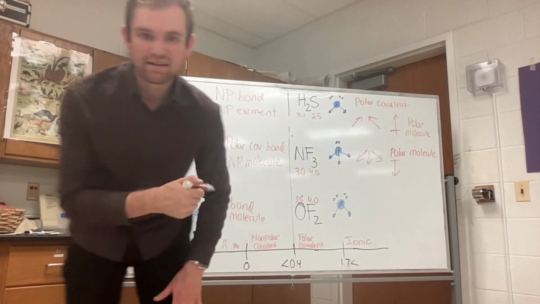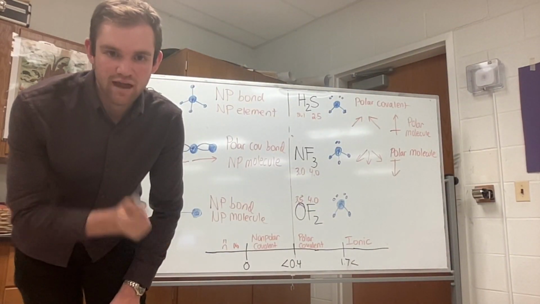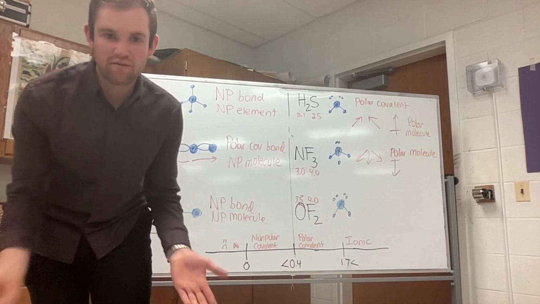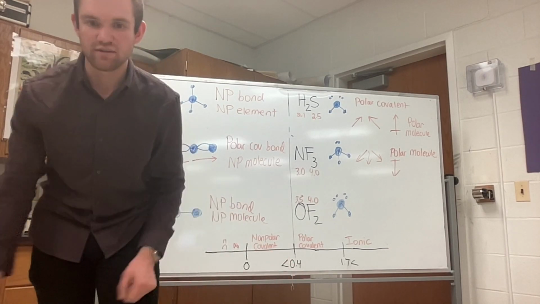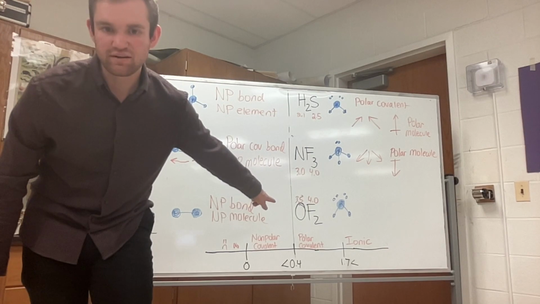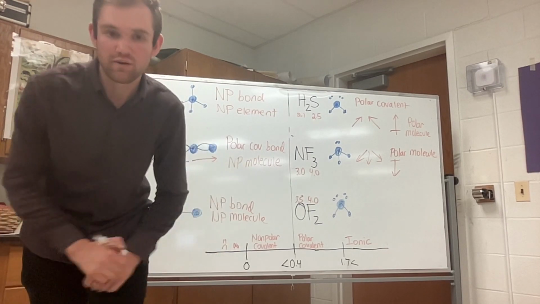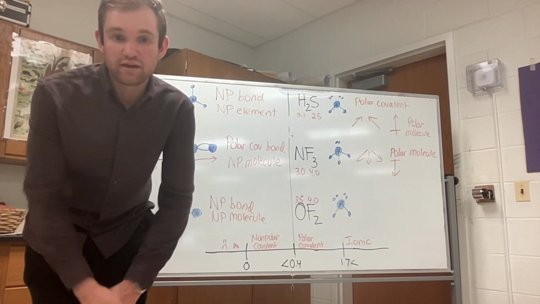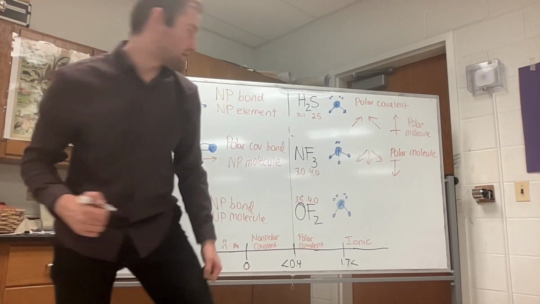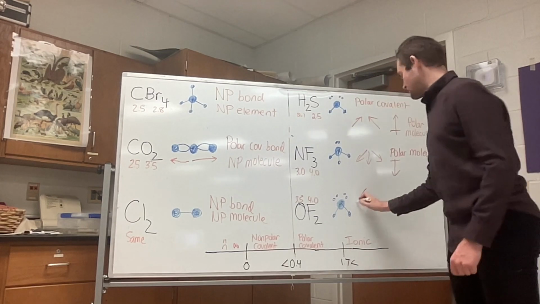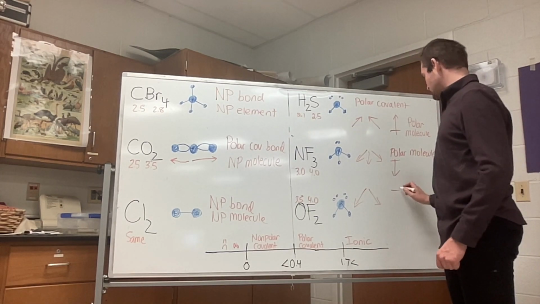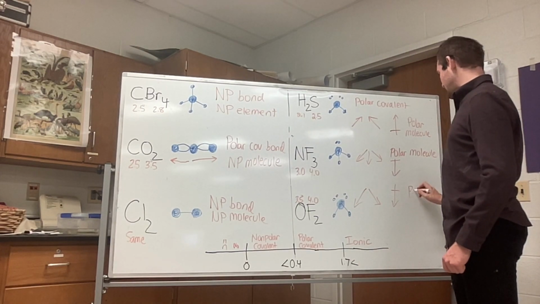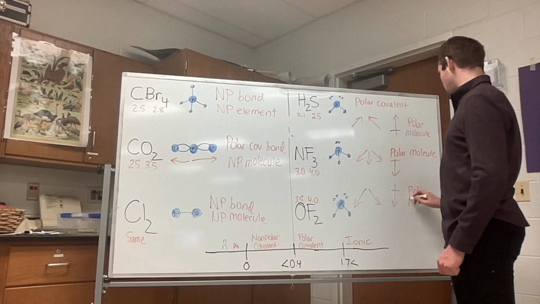So we're almost done. Let's take a look at OF2, right? I'm bent. So if I'm bent, again, I got 2 different directions. My electronegativity difference is 0.5 between O and F. So it's going to be polar bonds. The arrows are going to go towards fluorine, again. So this time I have 2 arrows with the downward dipole, and I'm going to be polar as a molecule.